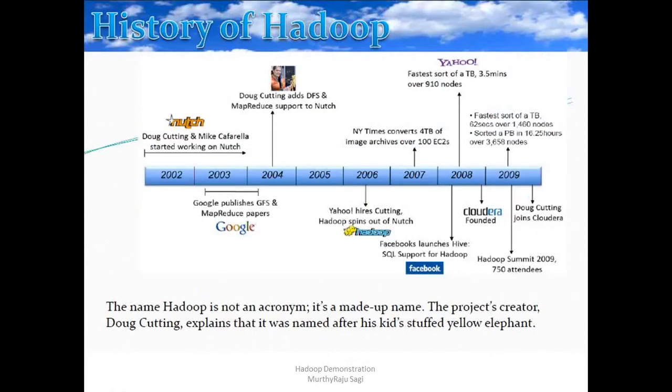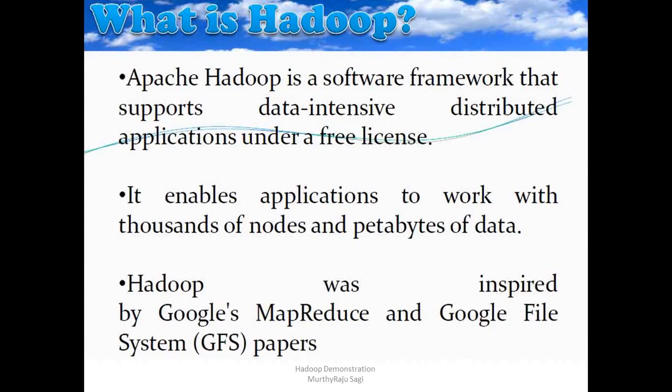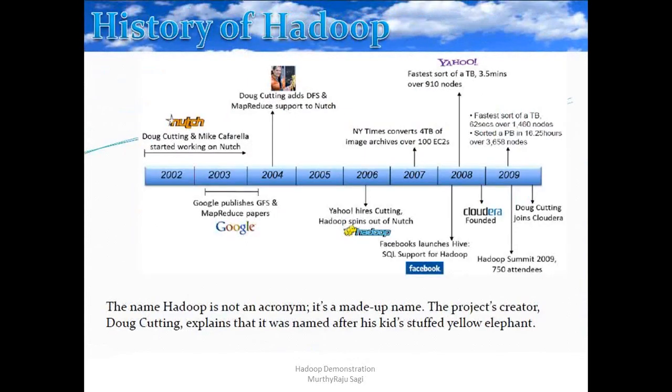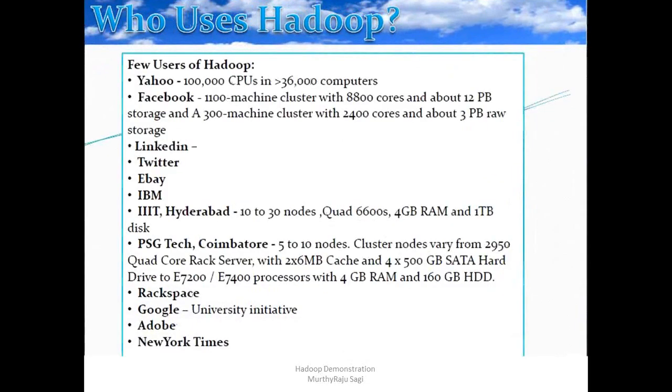So this is the history of Hadoop, how it has evolved from the beginning until now. Apache is the organization which supports Hadoop. Apache Hadoop is the core Hadoop. On top of Apache Hadoop, other companies build their own products, like Cloudera Hadoop, Hortonworks Hadoop, all those things. We'll discuss the history later. And these are a few of the users who are using Hadoop currently.